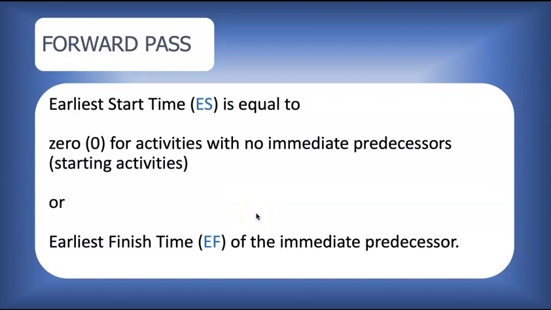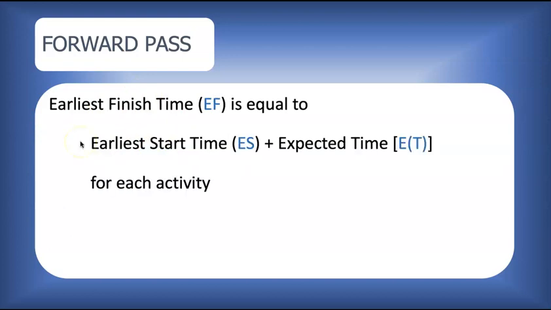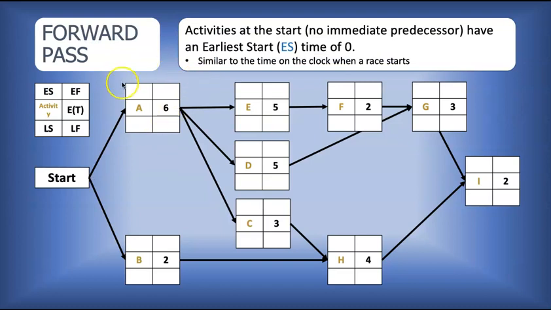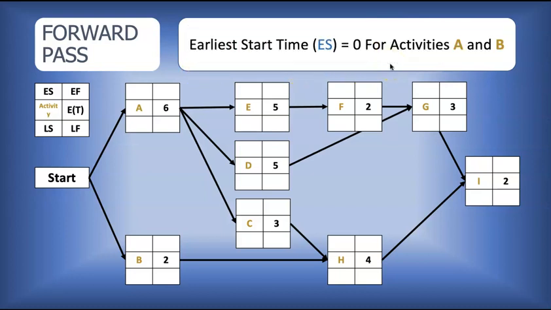To calculate, the earliest start time is equal to 0 for activities that have no immediate predecessors, or it is equal to the earliest finish time of the immediate predecessor. Just like our relay, when the race starts, the time on the clock is 0. The earliest finish time is equal to the earliest start time plus the expected time for each activity. Start plus expected completion time. So here we go. Activities A and B can start right now. Activities at the start that have no immediate predecessors can start with a time of 0, similar to the time on the clock when a race starts. So 0 for A, 0 for B.